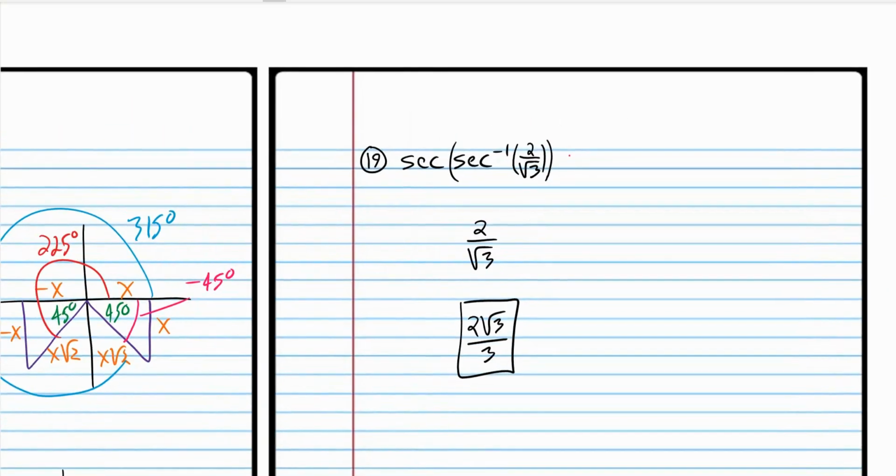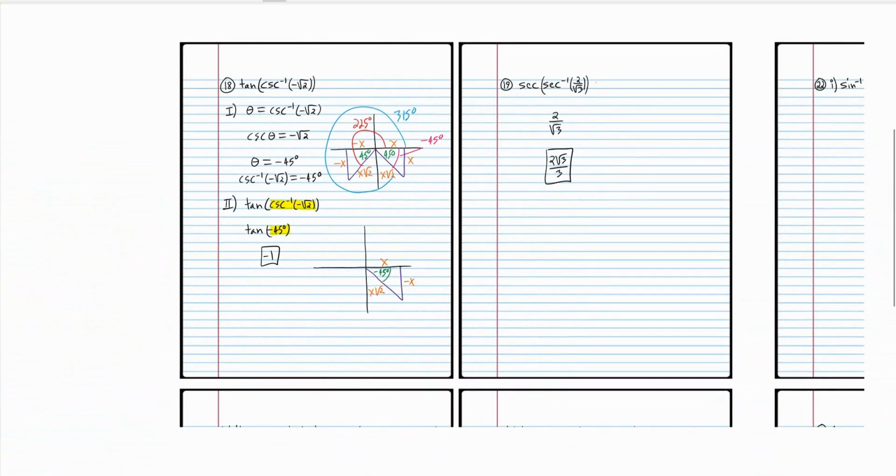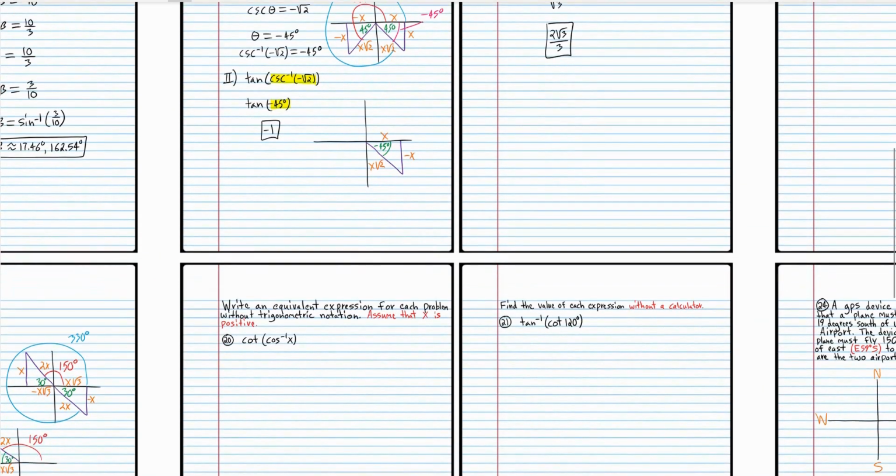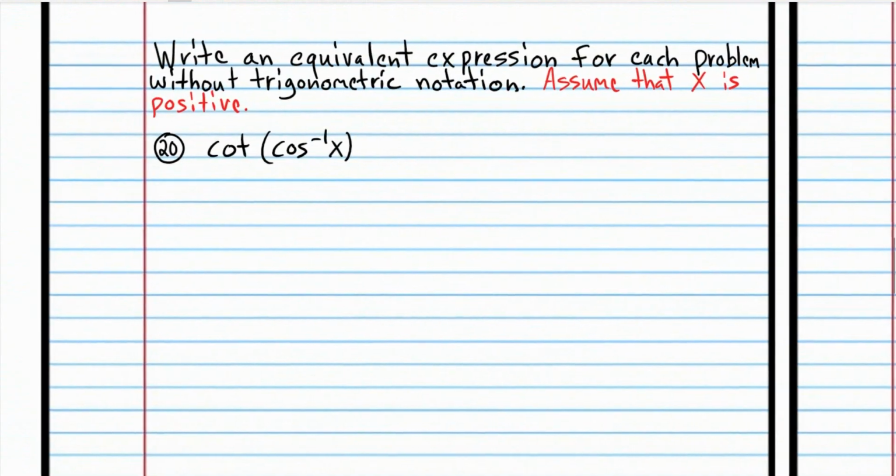Now that's only true if the inverse function is on the inside and the normal function is on the outside. If the inverse function is on the outside, then you have to be careful because the solution is not always going to be this value. So be aware of that. We'll get to some of those problems later on.